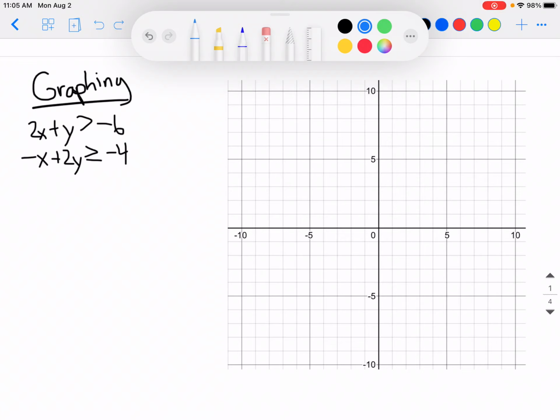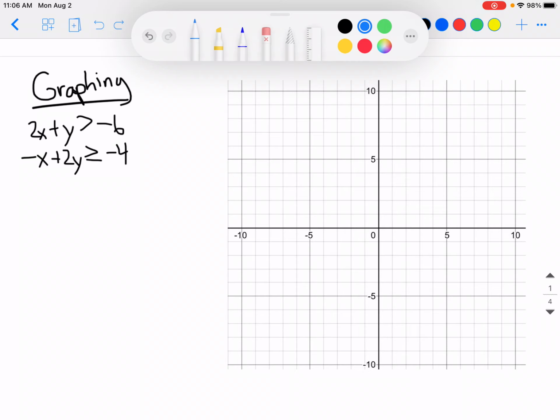Hello and welcome to this video where we're going to work on graphing a system of linear inequalities. So we have two inequalities and our goal is to find a shaded region where we can find points that work for both of these inequalities. So the way we do that is we're going to graph each one individually.